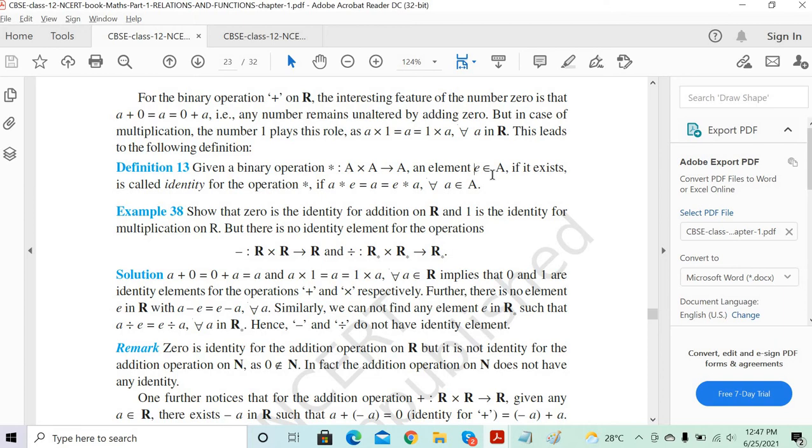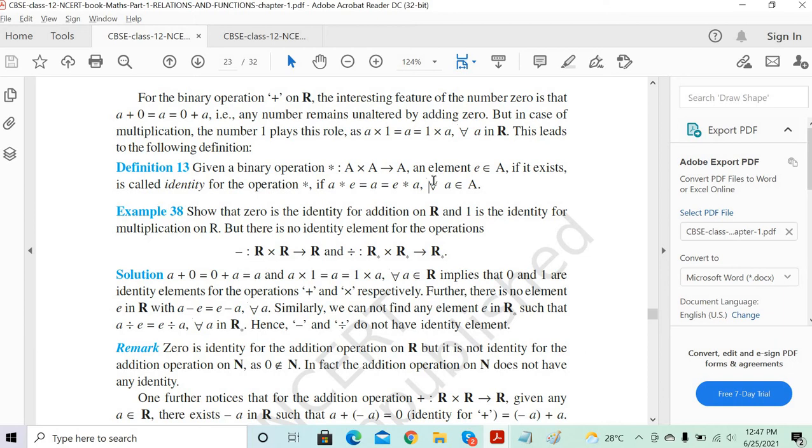So now, what is E? E is the identity element, right? If it exists, you get the identity element E which belongs to A such that A star E is equal to A, and E star A also gives the answer A, for all the values of A which belong to the set A.